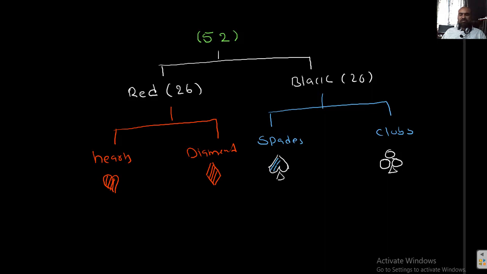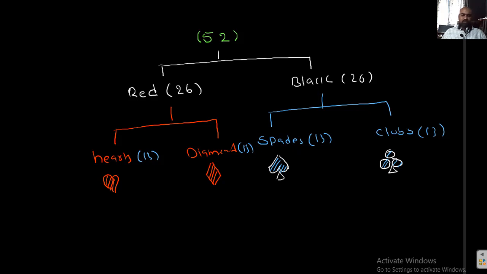Students, 52 playing cards are divided into two parts, red colored and black colored. The red colored cards are divided into two parts, hearts 13 and diamonds 13, and the black cards are divided into two parts, spades 13 and clubs 13.